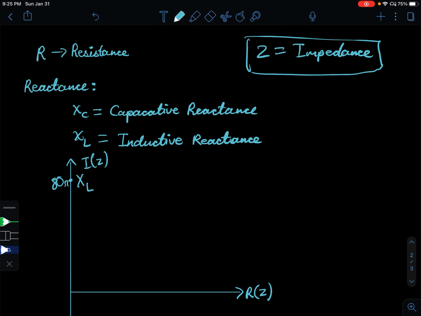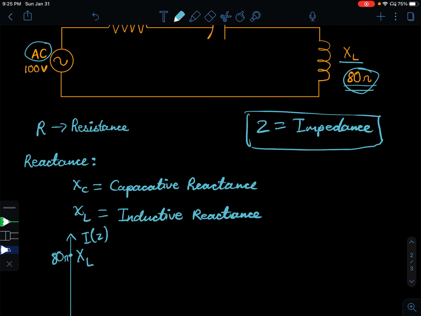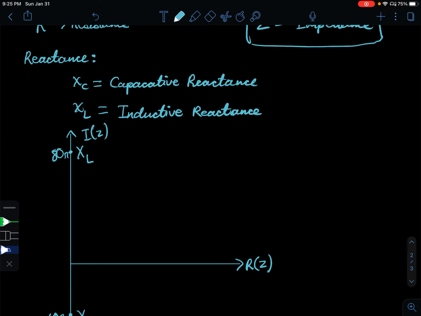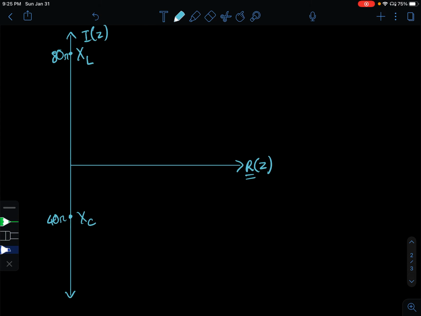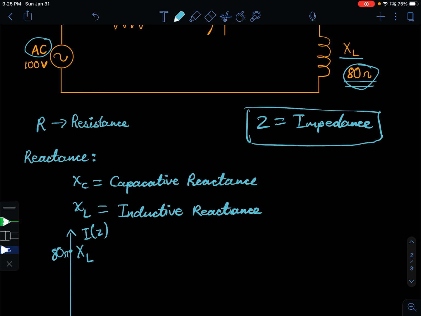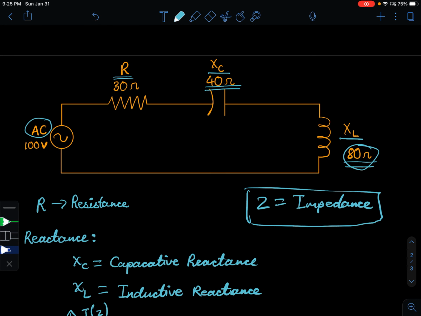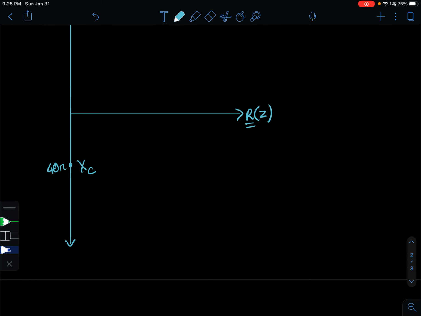Now, what is the real axis for? Well, the real axis, this is easy enough to understand, is for the resistance. You see the R for resistance. So in this case, we see that the resistance right now is 30. And we're going to go ahead and put 30, which will be right there, and that's the resistance R.